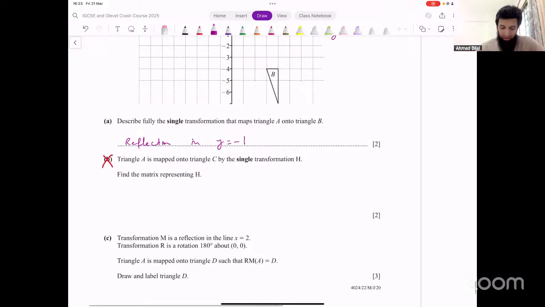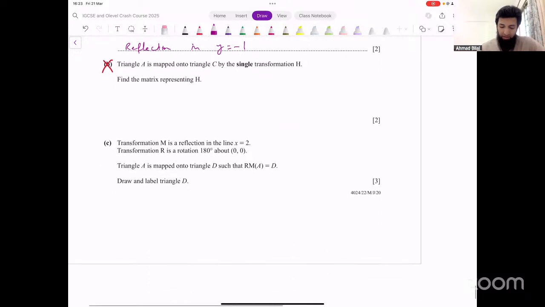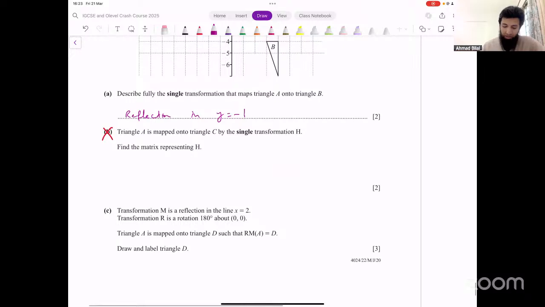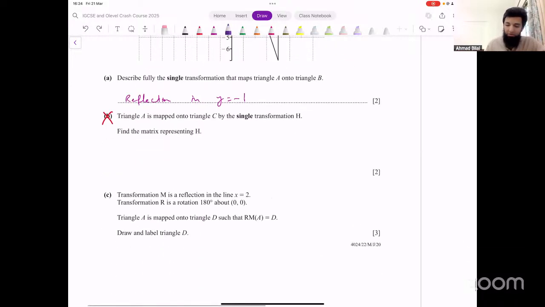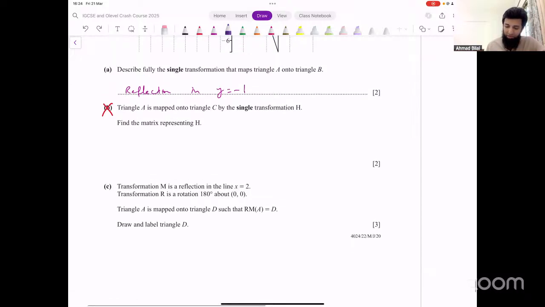Okay. Now, part B is related to matrices. We will skip that. Now it says transformation M is the reflection in the line x equals 2. Transformation R is a rotation 180 degrees about the origin. We have 2 transformations given here. A, which is this triangle, is mapped onto D such that RM of A is equal to D. Draw and label triangle D.